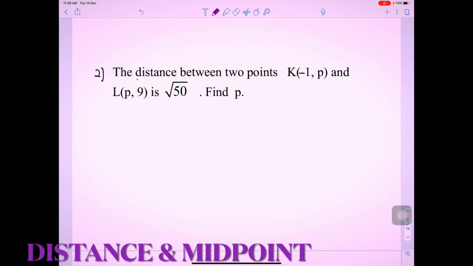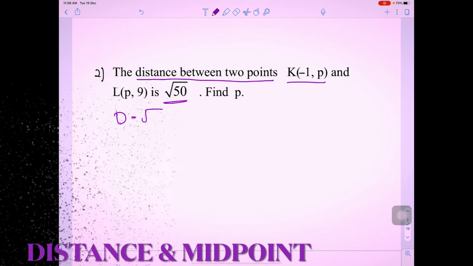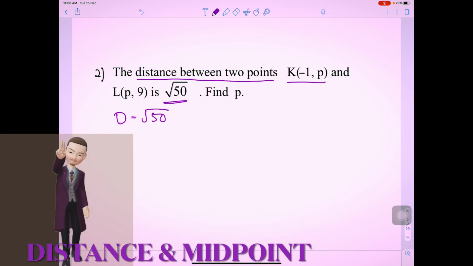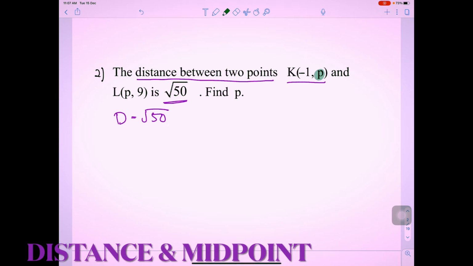Now let's look at example 2. The distance between 2 points K (-1, p) and L (p, 9) is square root of 50. Find the value of p. So if you look here, p is in the y coordinate, and also the x coordinate.